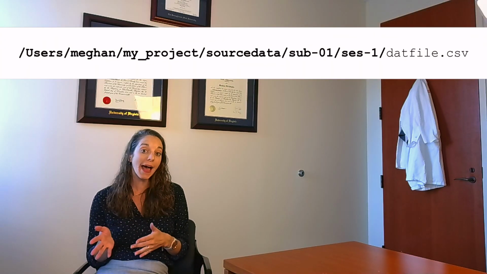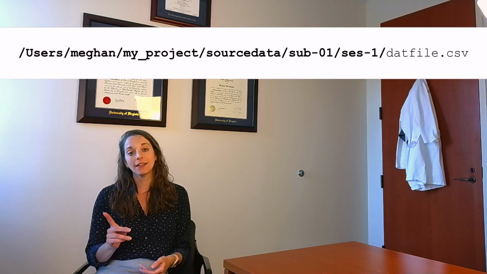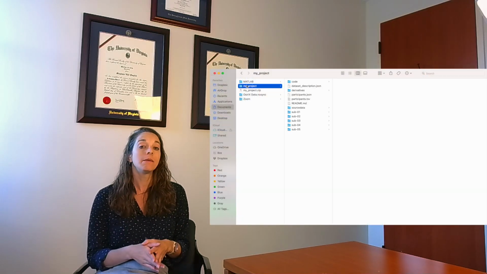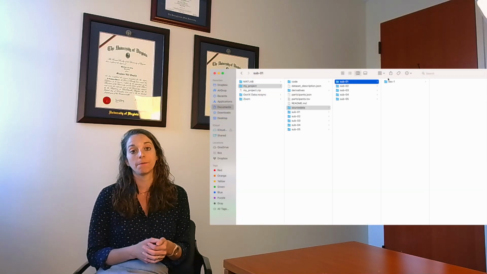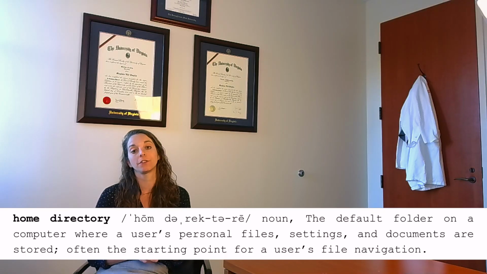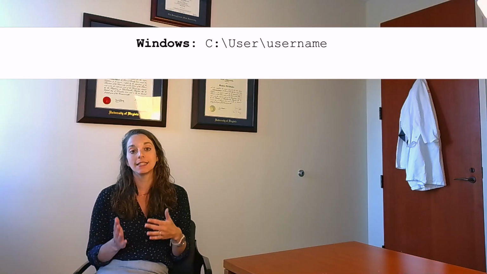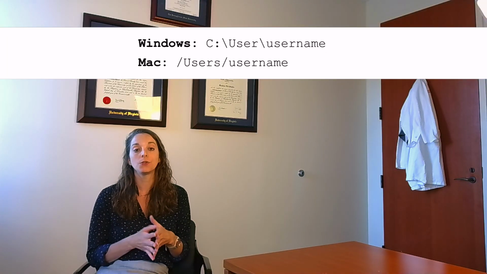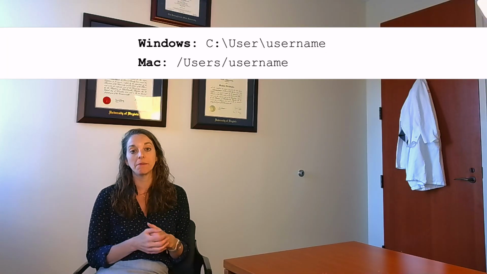Each file has a path, a name, and a type. Let's start with the path. This is the location of the file on your computer, meaning which folder or folders hold it. Now, all computers have what's called a home directory. This is the main folder on your computer where all of your personal files live. On Windows, it's C:\user\your name, and on a Mac, it's usually /users/your name.